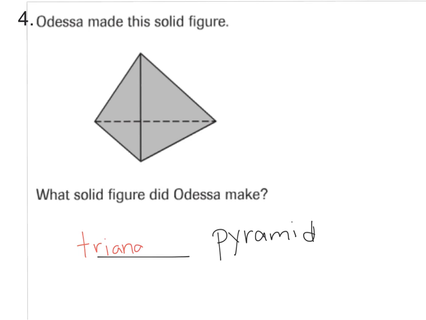I hope that's what you have written down on your paper as well. Now, if you don't have a triangular pyramid, will you go ahead and write that down now and make sure yours is correct? All right, let's go on to question 5.